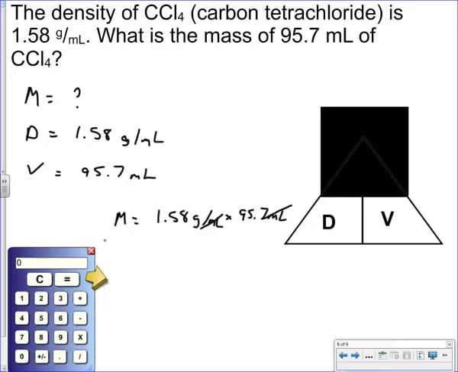If I do that on my calculator, 1.58 multiplied by 95.7 equals a mass of 151 grams. So again, very easy. Now you can do a check, just plug in mass divided by volume, and you should come up with a density of 1.58, and if you do, you know you've done it correctly.